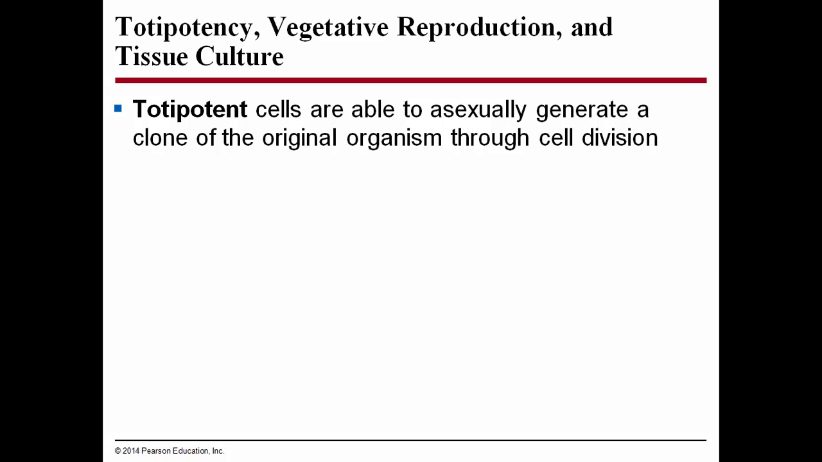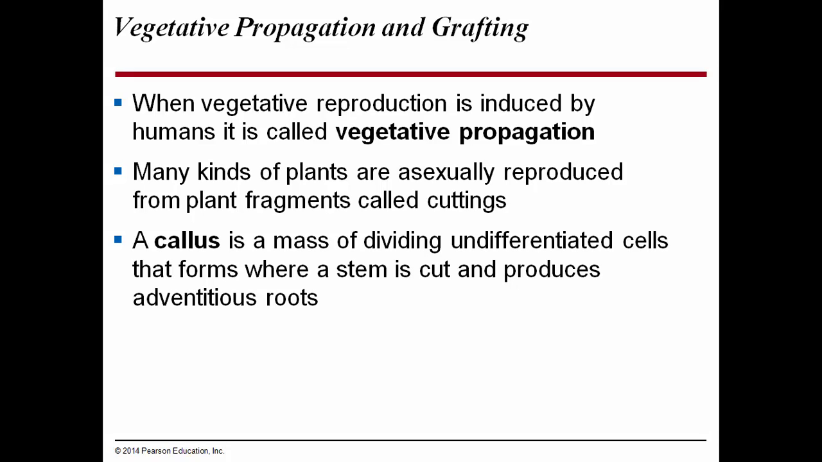Totipotent cells, vegetative reproduction, and tissue culture. Totipotent cells are basically plant stem cells. They are able to asexually generate a clone of the original organism through cell division. When vegetative reproduction is induced by humans, it is called vegetative propagation. Okay, propagation is what we do to plants. We propagate plants. We cause them to grow, usually for our benefit.